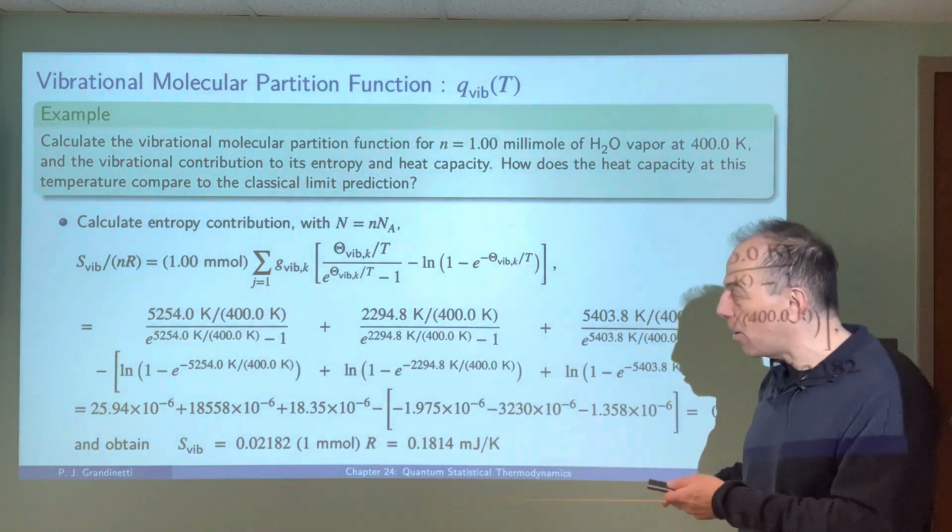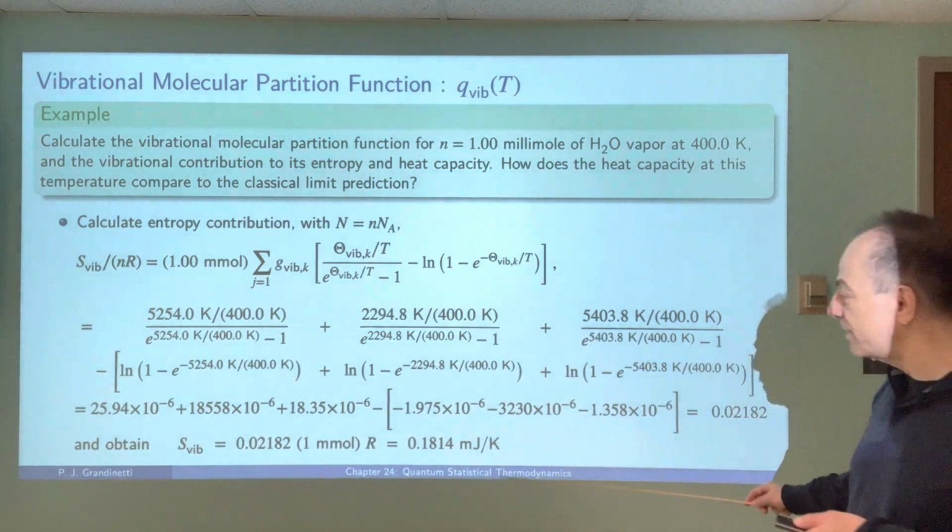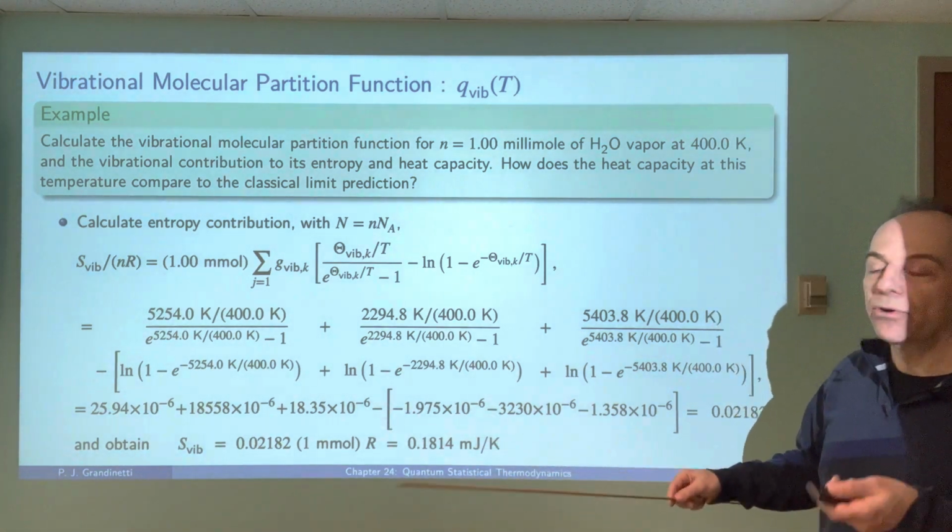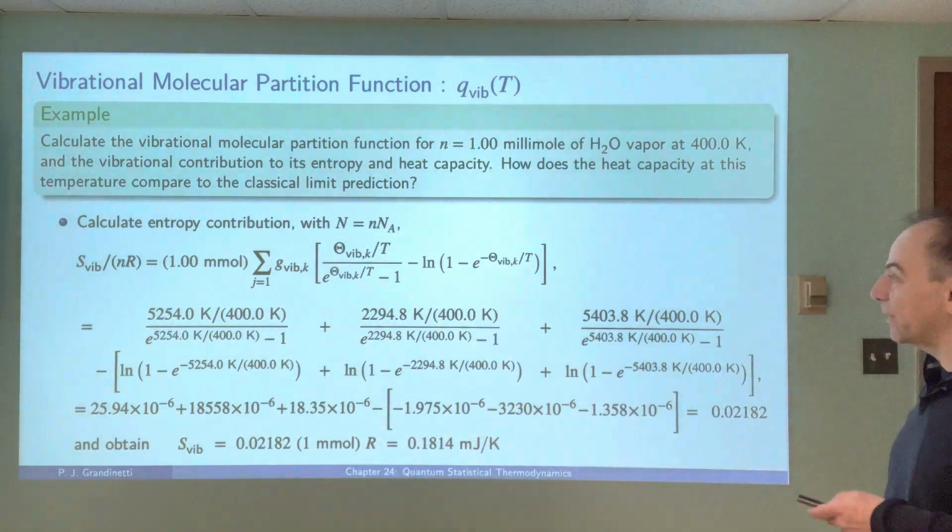So it's pretty small. If you go back to the previous values, you can see it's much smaller than what we got with rotation, and certainly much smaller than what we got for translation.